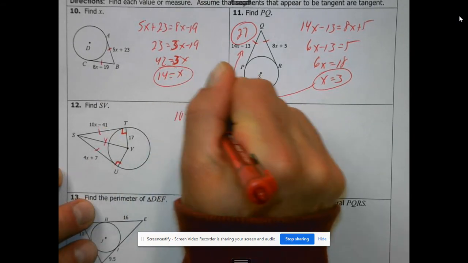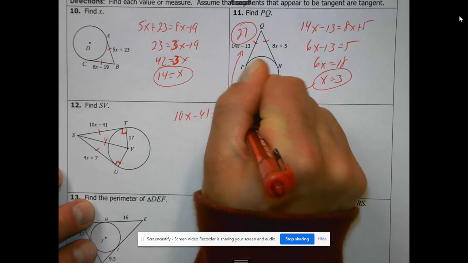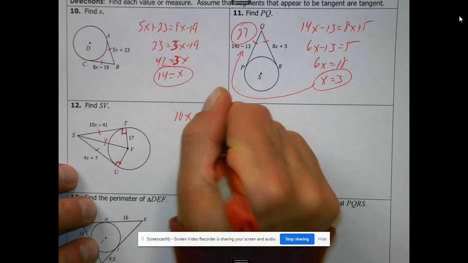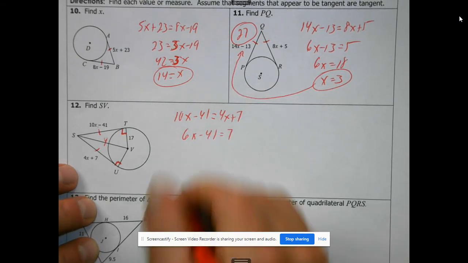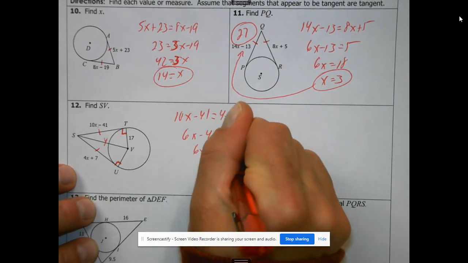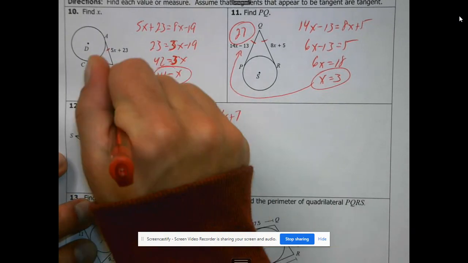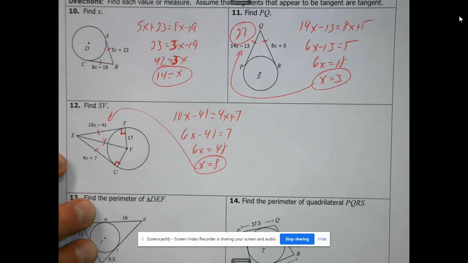10x minus 41 is 4x plus 7. Subtract 4x over. Add the 41 over. Divide by 6. Goes in there 8 times, right? If I take that 8, I plug it right there. That comes out to be 39.